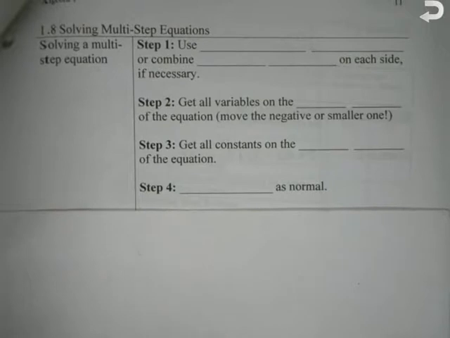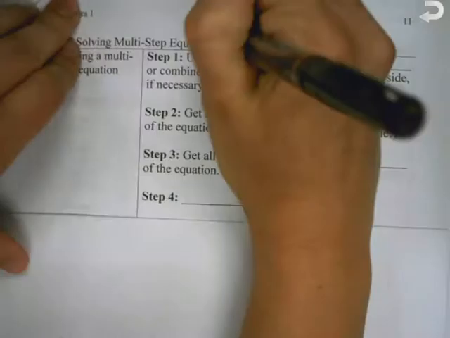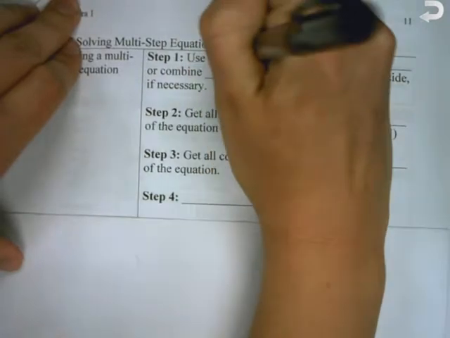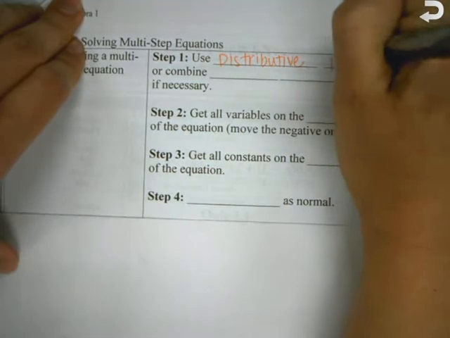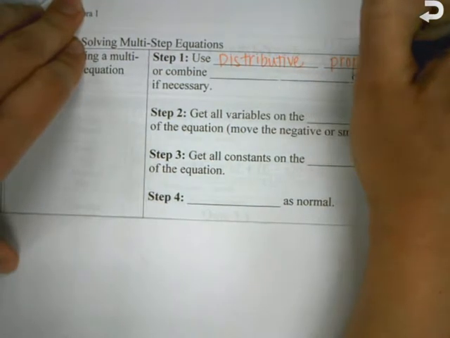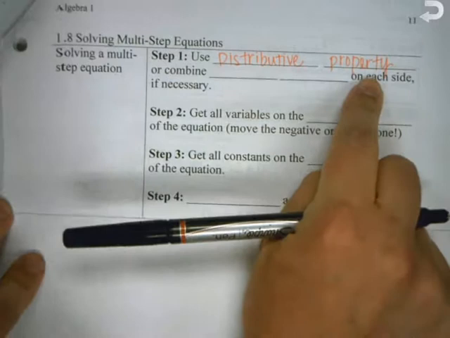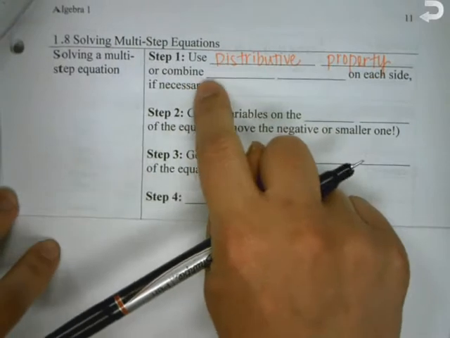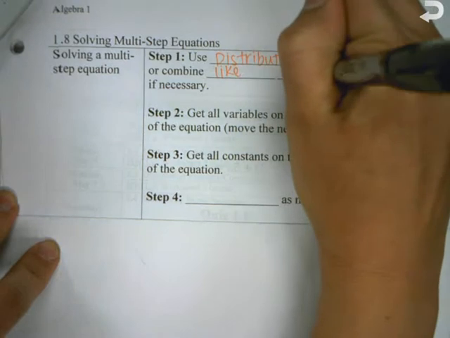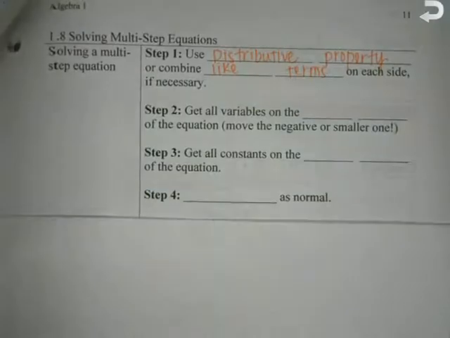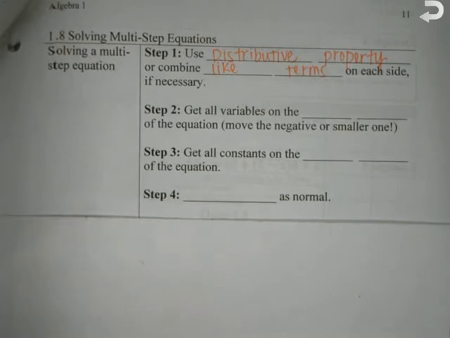Step 1, you will use distributive property. Always first. So you are either going to use distributive property and then combine like terms on each side if necessary. So first thing you are going to check is, is there any distributive property in there. If there is, you do it. Then you combine like terms on each side.